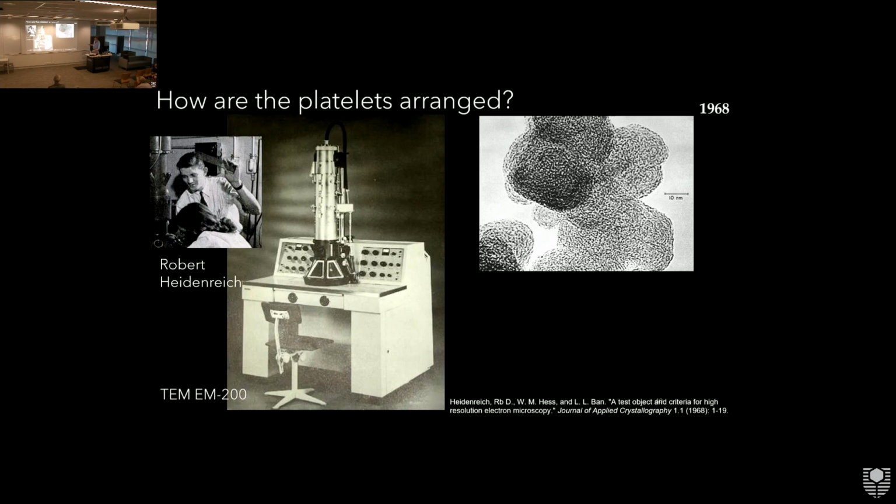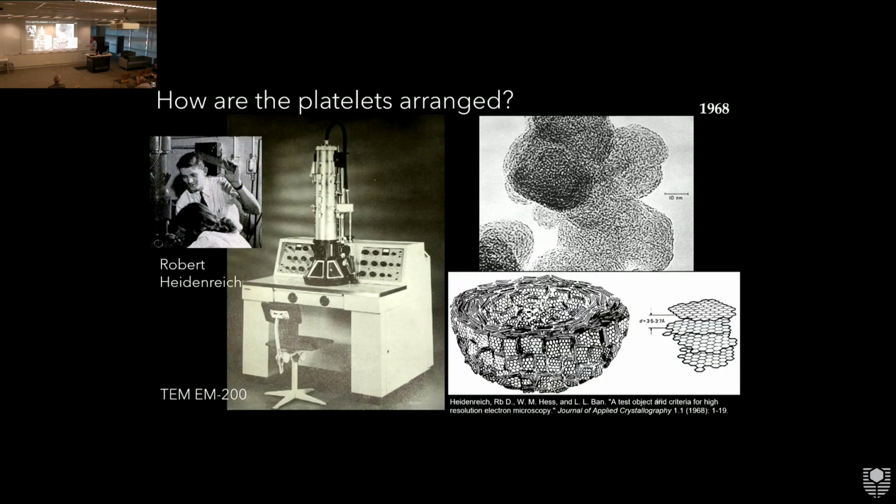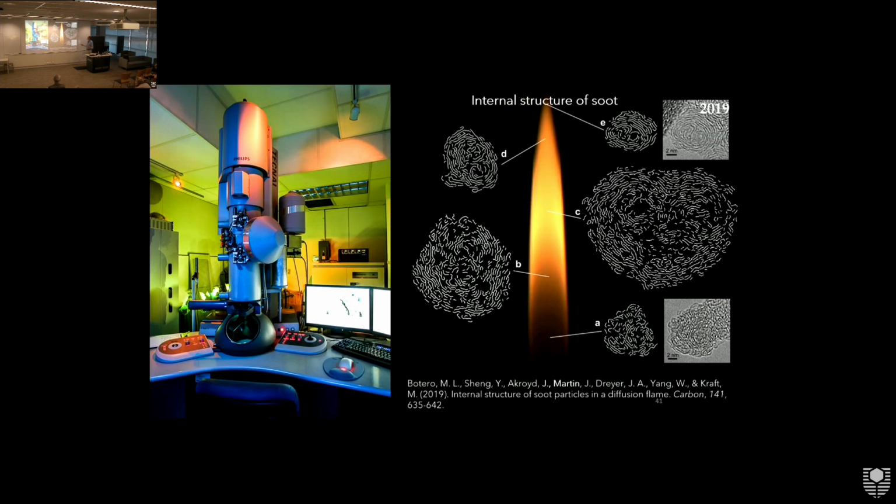So to find out what they look like, they used even better electron microscopes. This is from the 1960s. This is one of the early Siemens transmission electron microscopes. And in the first ever phase contrast image, they also looked at soot as a test object. So, you know, seems to pop up again. And what they found is that these little platelets are arranged in a kind of concentric fashion.